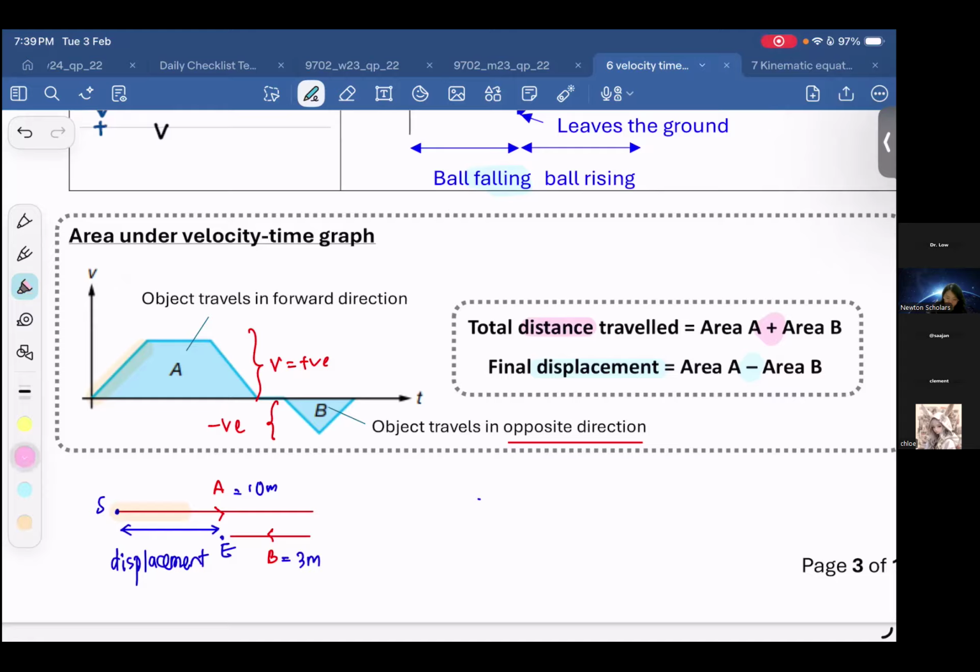How about the second part here? This one is horizontal, meaning this is constant velocity. It might be moving a certain distance, but it is still moving forward.